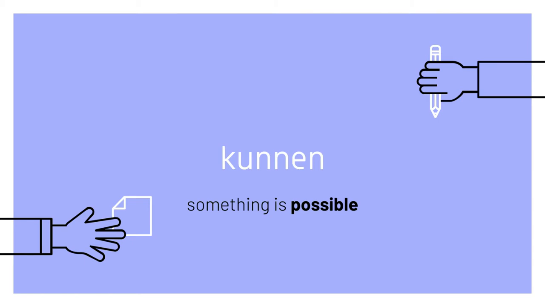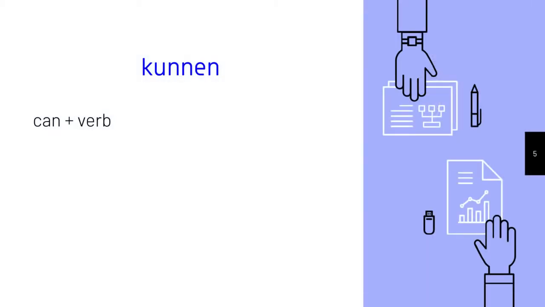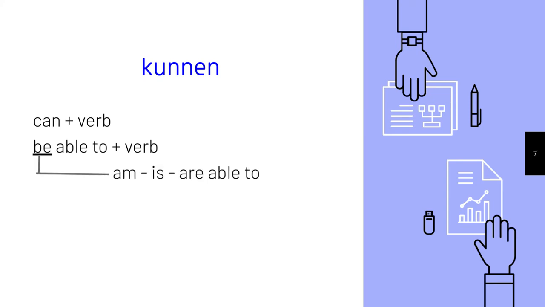We start with kunnen. Something is possible. For kunnen, we use can plus verb or be able to plus verb. So in Dutch, there's only one, but in English, you can use two. Be able to, change the be into am, is, are. So don't say I be able to. Don't say I am be able to, but say I am able to.